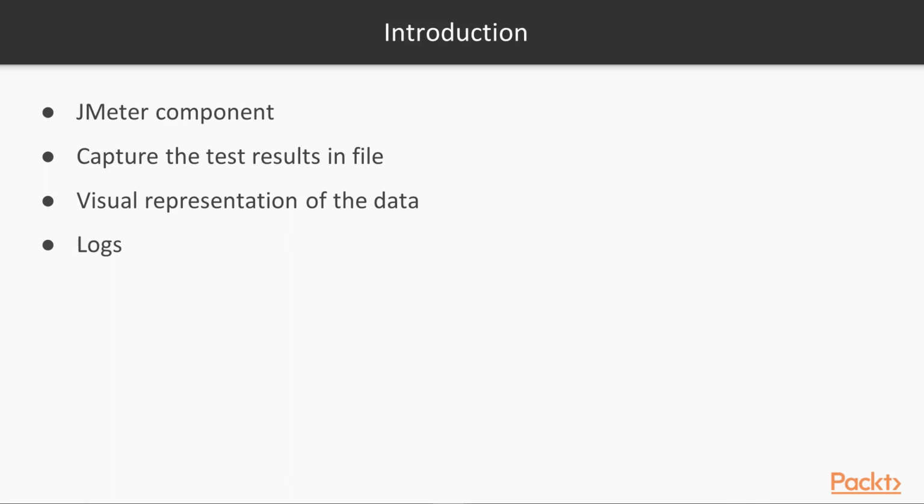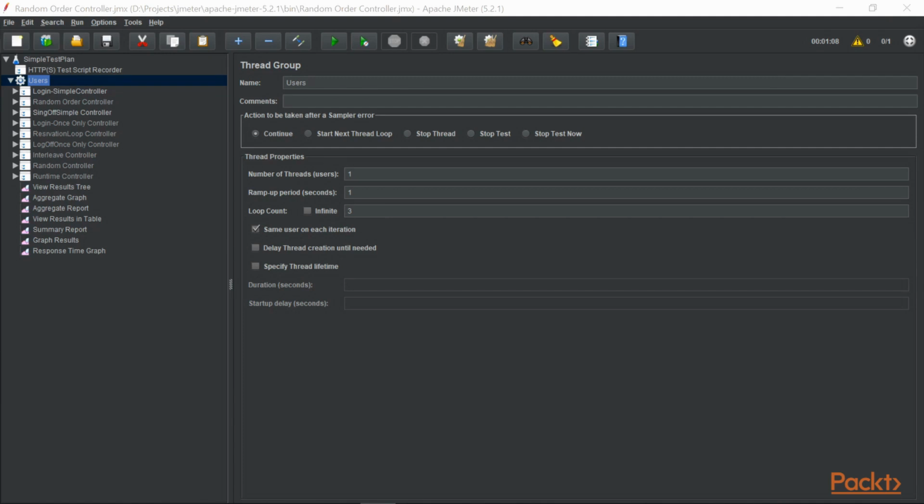So it plays a very crucial role when it comes to analyzing the performance of the JMeter test based on the provided input data and generated output data. So let's see what are the different types of listeners JMeter offers. For that, let's go to JMeter and here we are going to use the same test that we created in section 2 for random order controller. Now let's see what we have here.